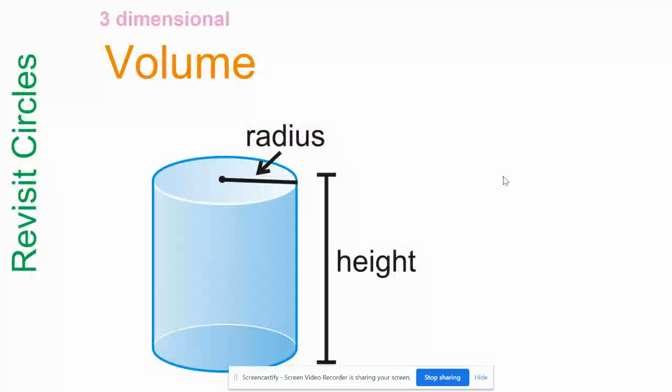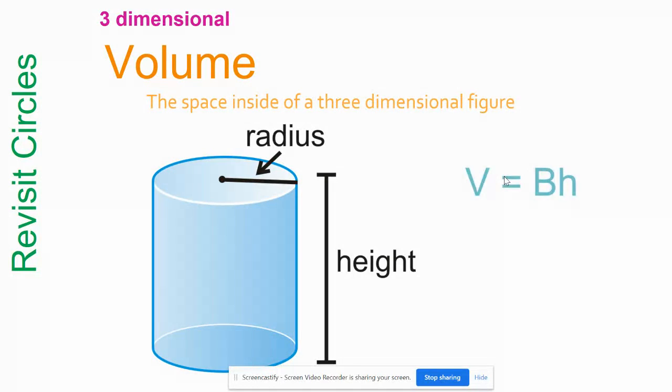When we talk about volume, volume is a three-dimensional figure. That means it has length, width, and height. We're also going to take a look at the space inside of a three-dimensional figure, because that's the volume of the figure. We're going to be using the formula V is equal to big B times height. We're going to break down that big B based on the base of the figure. In this case, because it's a cylinder, we're going to be looking at a circle. So we're going to substitute big B with pi r squared, which is the area of the circle.